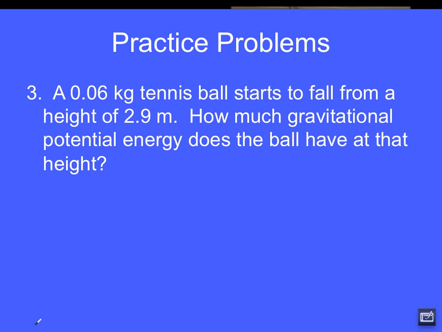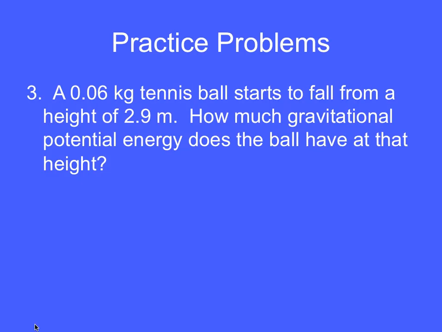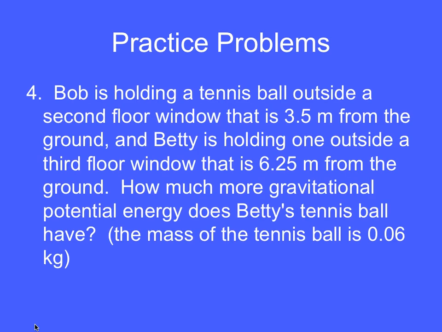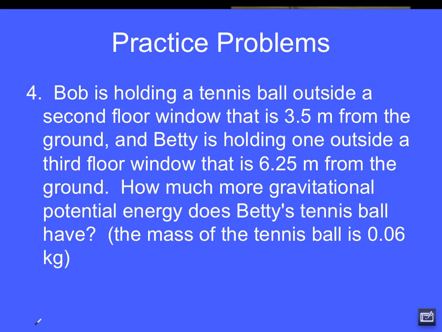With the last practice problem, we again have a tennis ball, but it's a slightly different situation. Bob's ball is being held outside of a second floor window that is 3.5 meters from the ground. And Betty is holding one outside a third floor window that is 6.25 meters from the ground. How much more gravitational potential energy does Betty's tennis ball have?